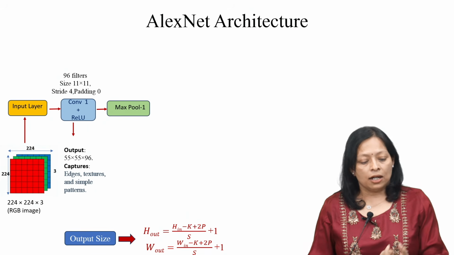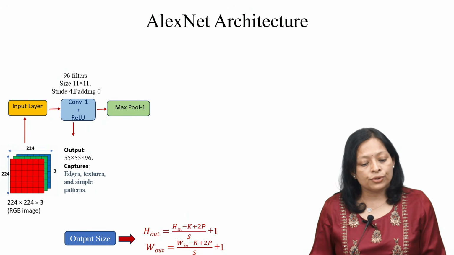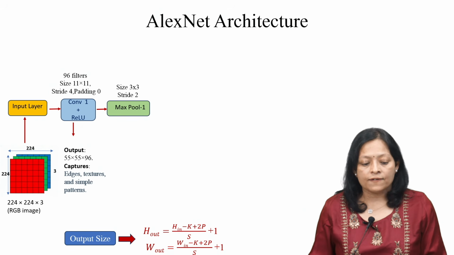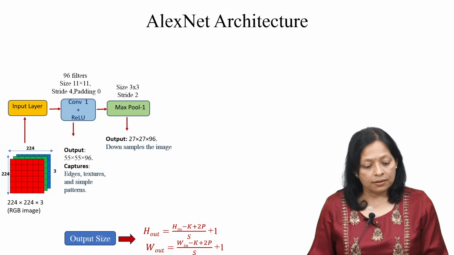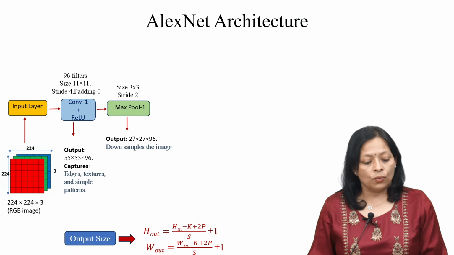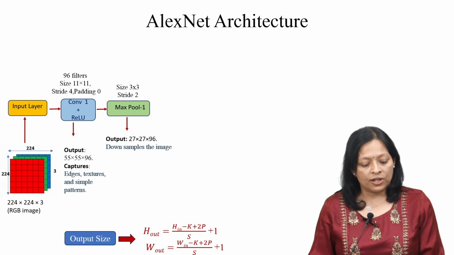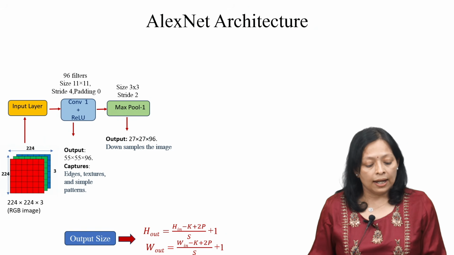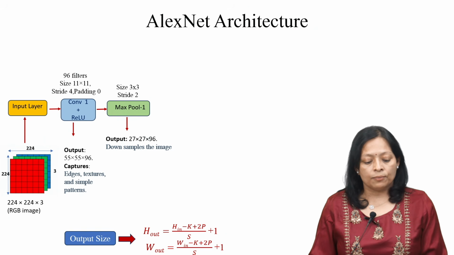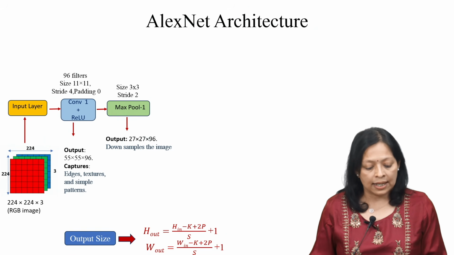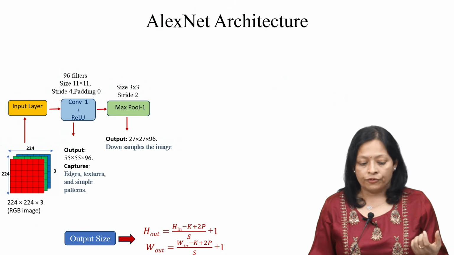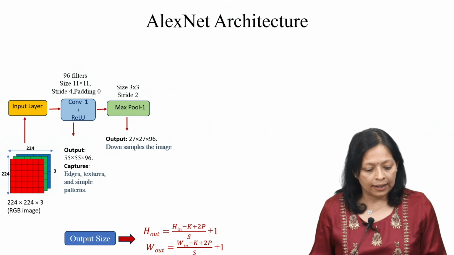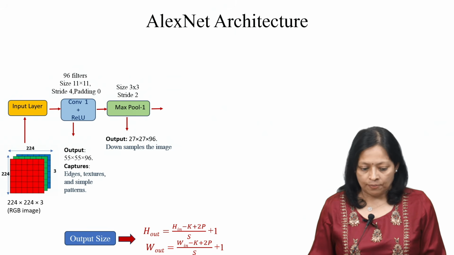Once we get the output from conv1, it goes to the maxpool1 layer of size 3 cross 3 and stride 2. The maxpool layer reduces the spatial dimension. So, the output dimensions become 27 cross 27 cross 96, where 96 comes from the number of filters in the previous layer, conv1, and it downsamples the image.